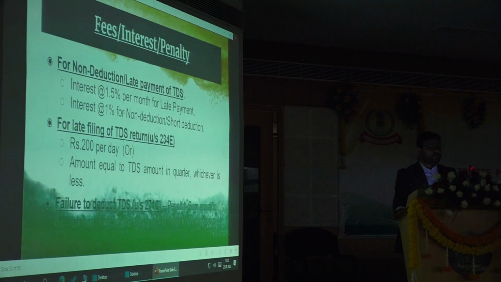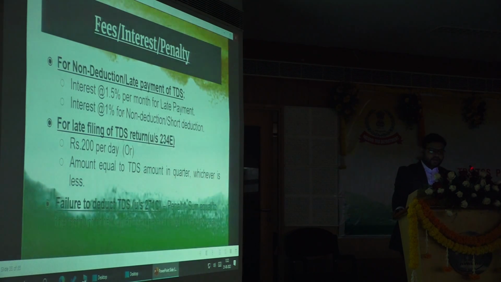Section 234E, if the return is not filed properly immediately after the due date, the system starts calculating the fees for late filing. The fee will be collected at 200 rupees per day or an amount equal to TDS, whichever is lower. Suppose there is a delay of 30 days, 30 into 200 is 6,000 rupees, and TDS paid is some 8,000. In that case, late fee will be 6,000 because whichever is lower, that will be the fees.